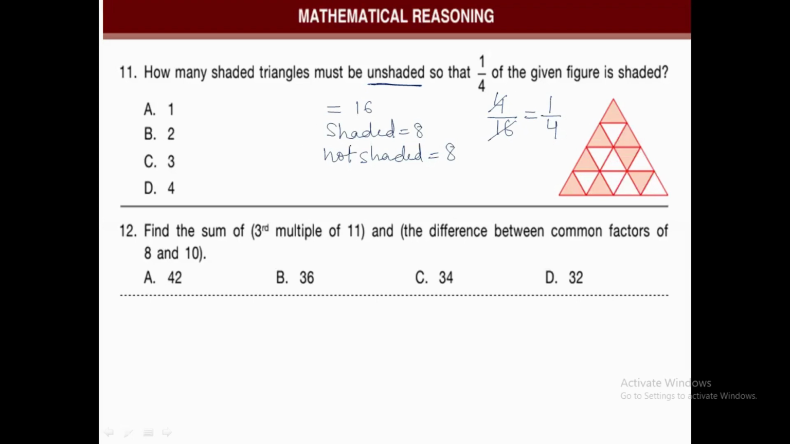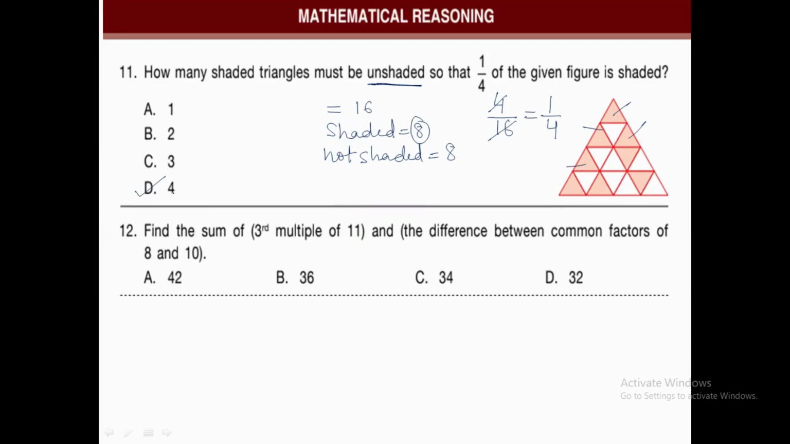Now we can see over here 8 parts are already shaded. Okay, so how many parts do we need to unshade to make it 4? So we will unshade 4 parts. Okay, like 1 2 3 4. 4 parts we need to unshade. Okay, so that's how it becomes a 1 by 4 fraction of the shaded part. So we need to unshade 4 parts. So that's why option D, which is 4, is our correct answer.